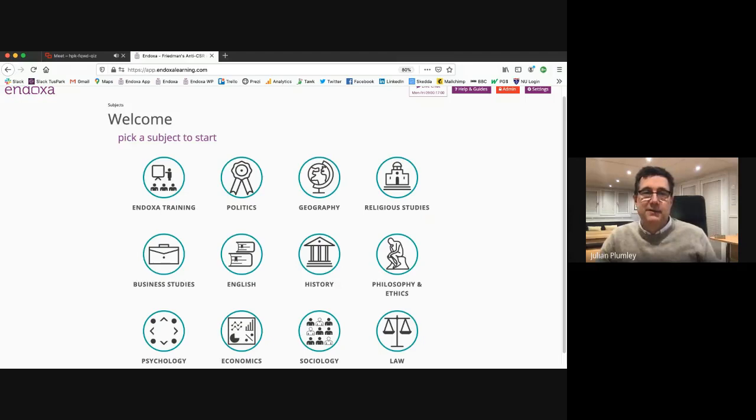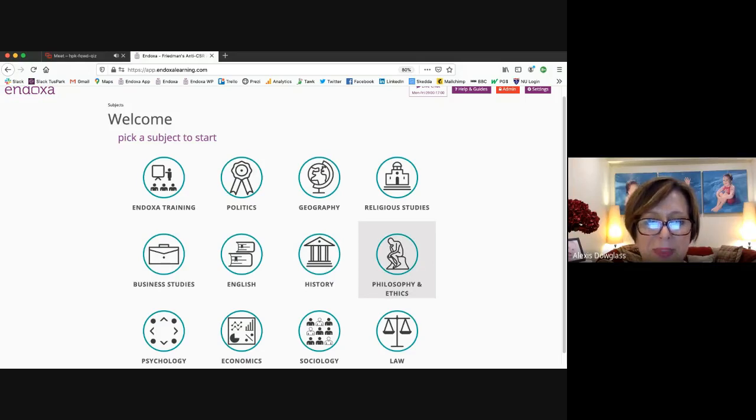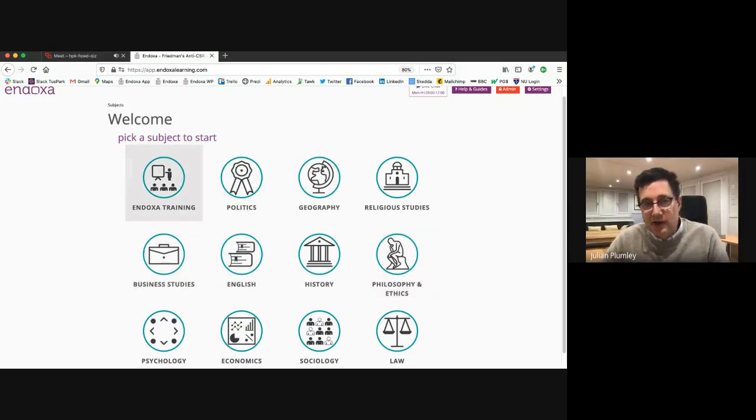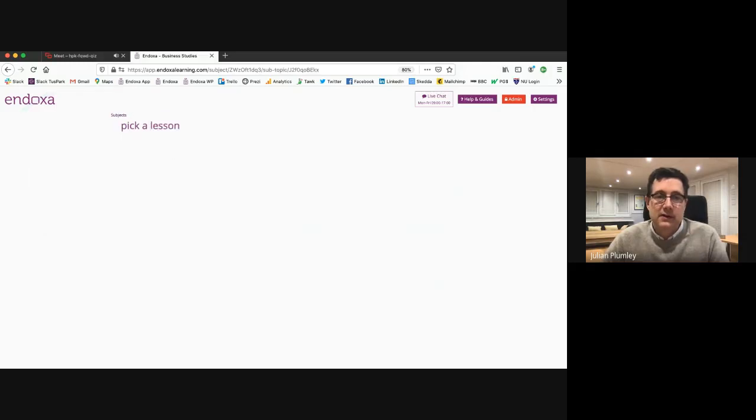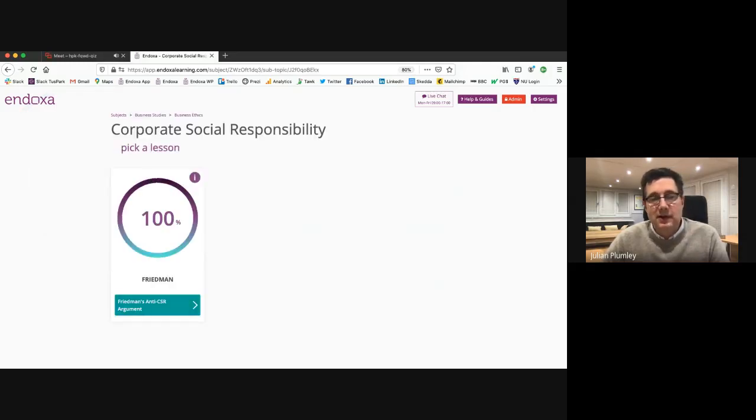Great, okay, well this is the front page of the app. These are all A-level subjects that you can choose from. And there's some training material here. And today we're actually going to look at a very philosophical argument that is part of business studies. So I'm going to click on business studies. And the subject is corporate social responsibility. That's when companies do things that are good for society rather than good for their profits. And we're going to have a look at Milton Friedman's argument that is against corporate social responsibility.